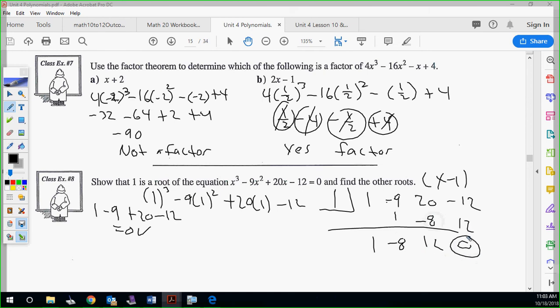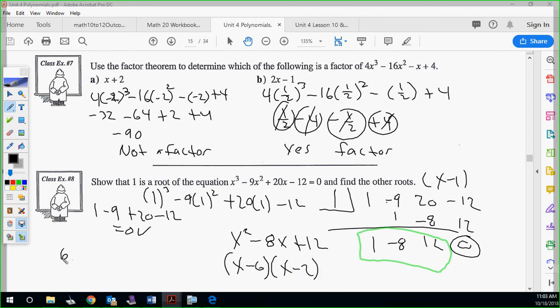So what we're saying is we want this. This is the important part. And I like that it's a 1x squared, because that's going to mean it's hopefully nice, easy, and factorable. X squared minus 8x plus 12 is what we have. Can we factor that? Minus 6, minus 2, right? This is what they mean. So that means your other roots are 6 and 2.